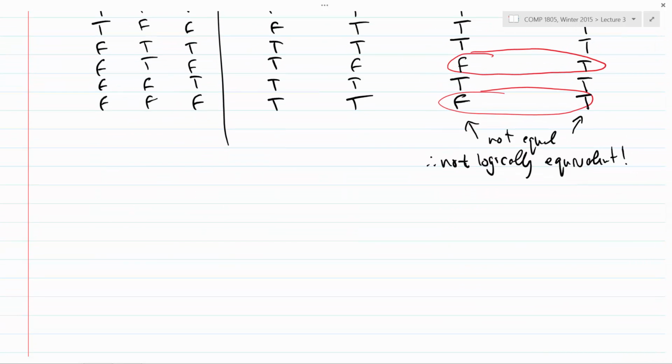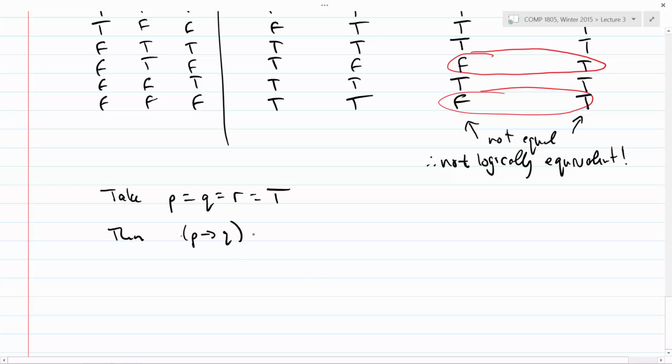All right, so the way you would do this is to say, take P, Q, and R to be false. Take everything to be false. Then P implies Q implies R is exactly the same thing as false implies false implies false. So false implies false is true, so that whole thing is false.